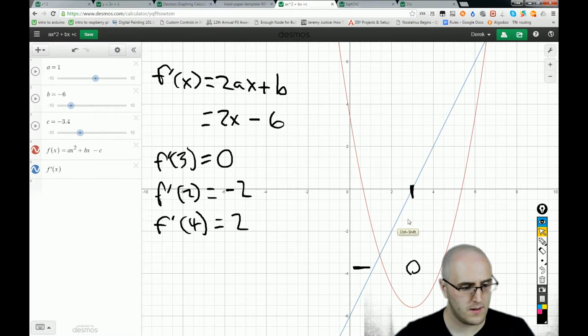This looks about right. I mean, at 3, we have a value of 0. At 2, we have a value of negative 2. And at 4, we have a value of 2. This line right here represents the slope of this curve here. Perfect. All right, let's jump to the next example.